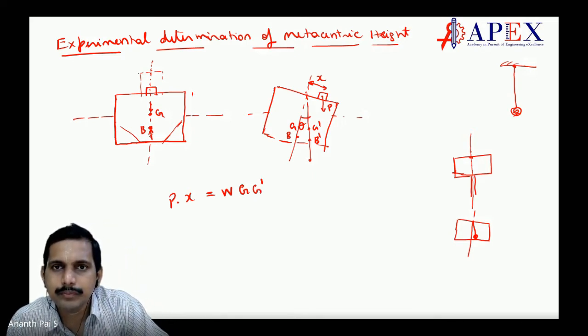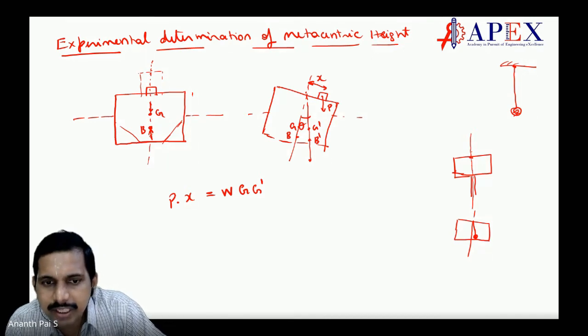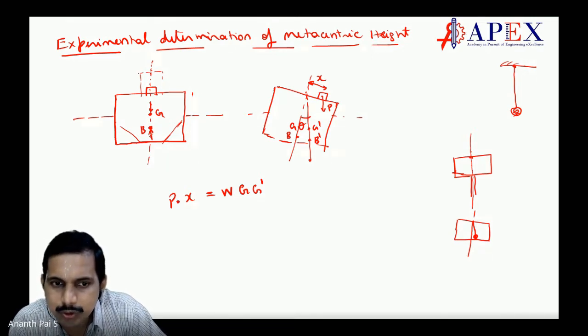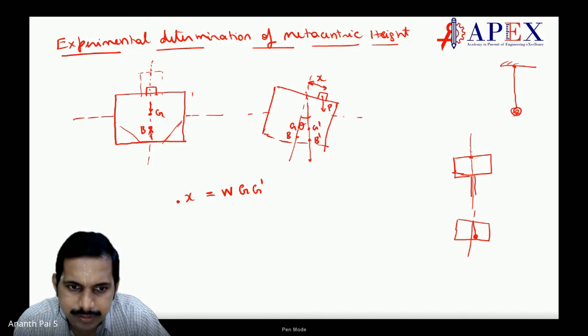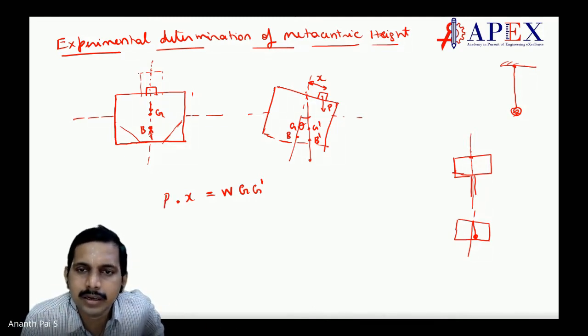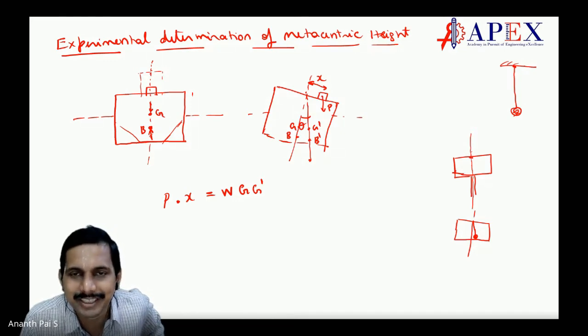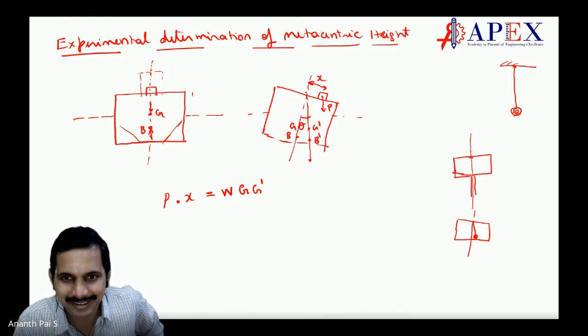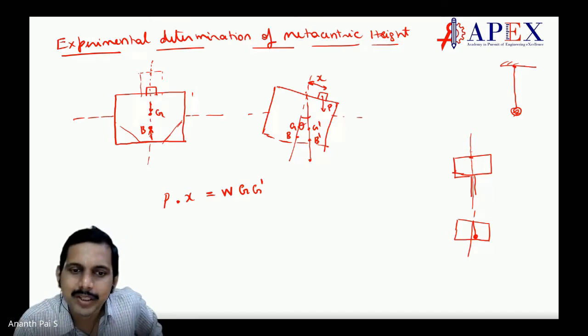You get the point? How much the center of gravity has moved is proportional to this moment, is it not? Agree, students? P, the weight, we know. Whether it is a 10 ton container or 5 ton, it is generally 25 ton containers. Containers come in a big size. So you move a container.